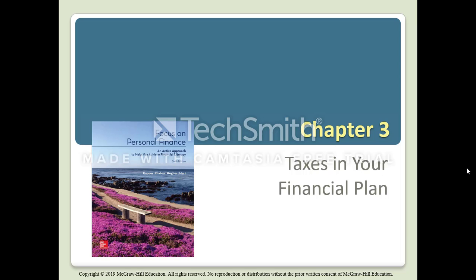Chapter 3, Taxes in Your Financial Plan. There are 4 objectives for this chapter. We're going to identify the major types of tax. We're going to calculate taxable income and amount owed for federal income tax. We're going to prepare a federal income tax return and then also select appropriate tax strategies.